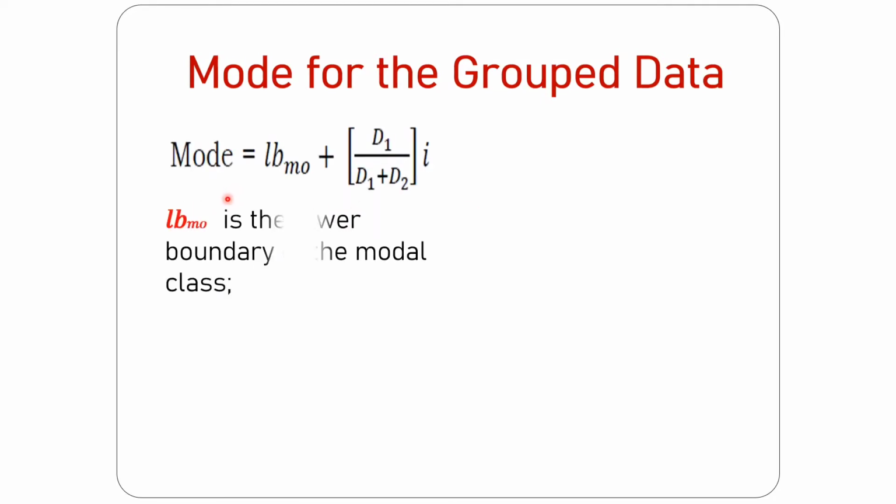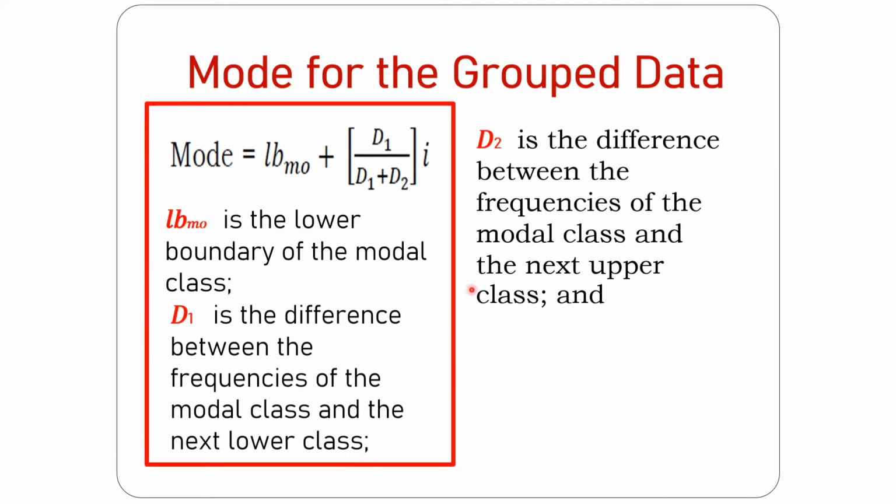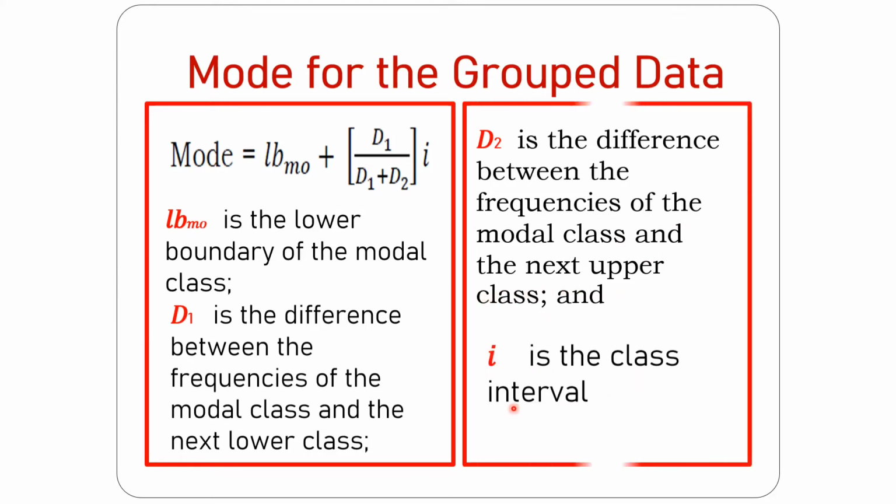The symbol LBMO is the lower boundary of the modal class. D sub 1 is the difference between the frequencies of the modal class and the next lower class. D sub 2 is the difference between the frequencies of the modal class and the next upper class. And small letter i is the class interval.